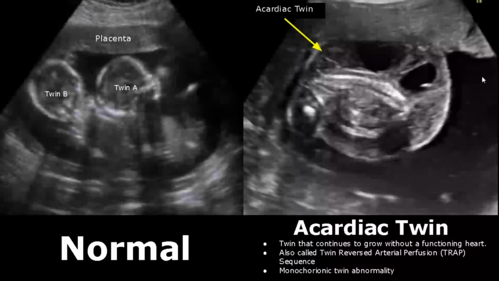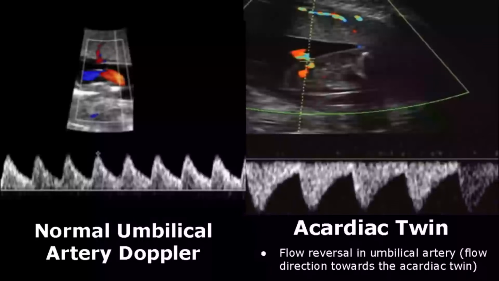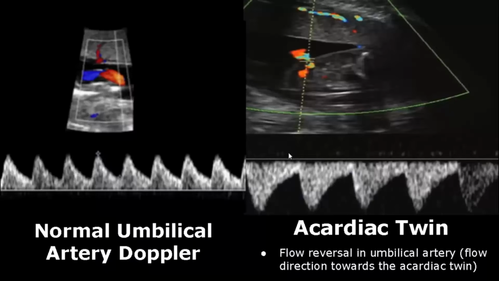Acardiac twin is an abnormality in which a twin grows without a functioning heart. It is also called twin reversed arterial perfusion sequence or TRAP sequence. It is a monochorionic twin abnormality. Doppler analysis shows flow reversal in umbilical artery. The direction of flow is towards the acardiac twin instead of being towards the placenta.